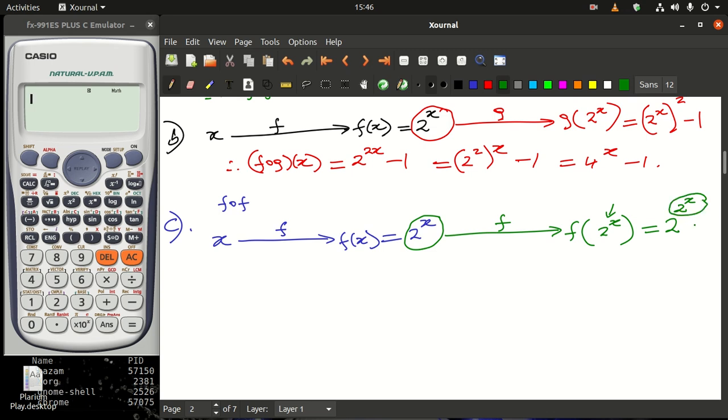And take note that this 2 here is the base. It's not the multiplication of these two, so we cannot just decide to change that. And then number D, we are looking for the composition of G and G.